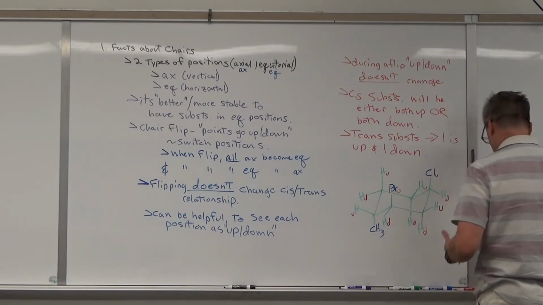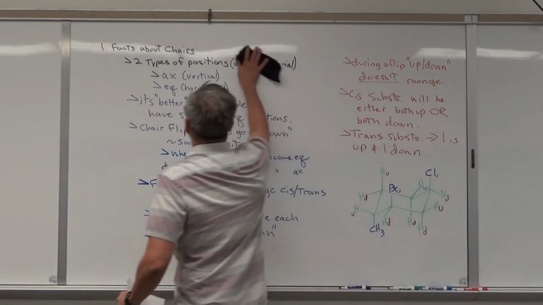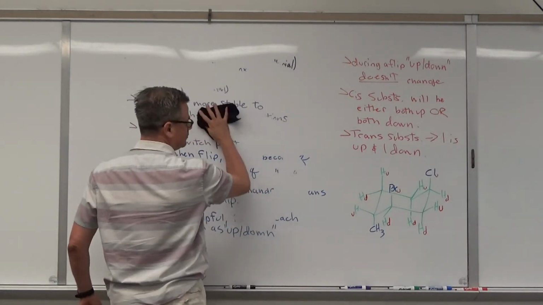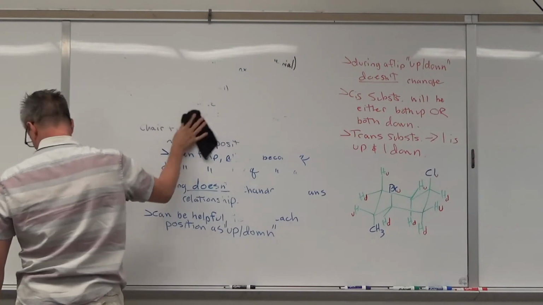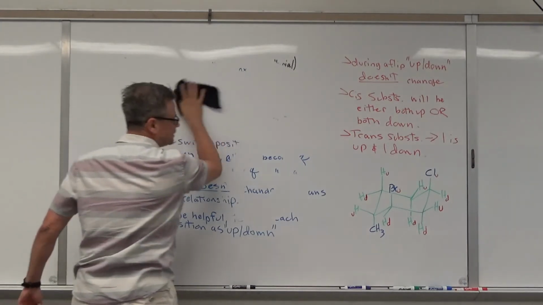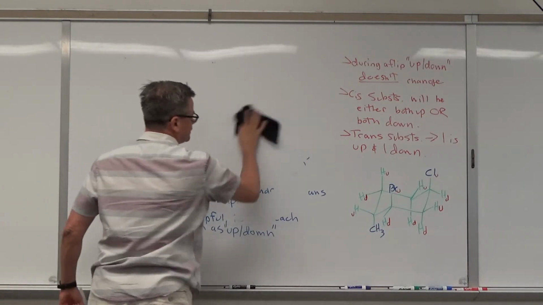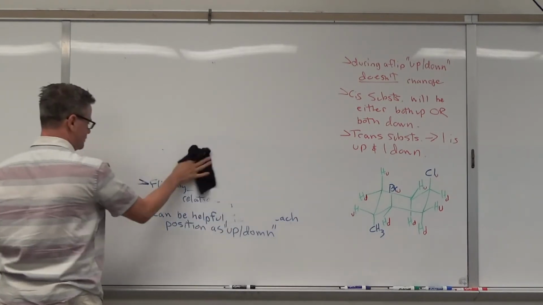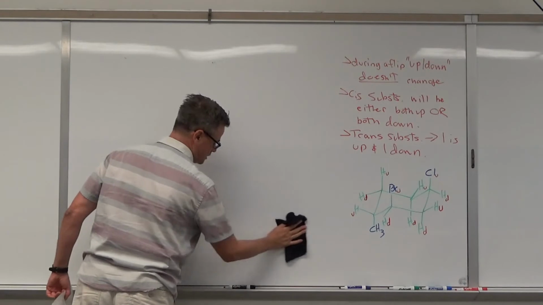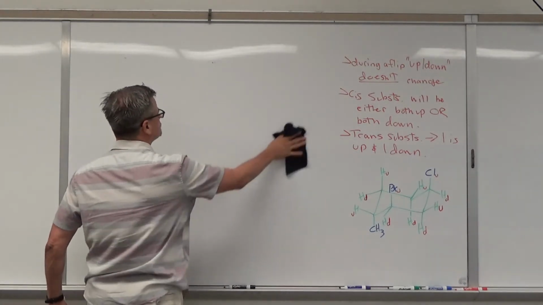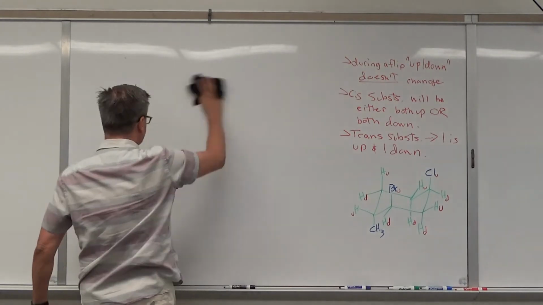All right, so I want you to think about for a second: are the CH3 and the bromine trans or are they cis? Are the halogens, the chlorine and the bromine, cis or are they trans?